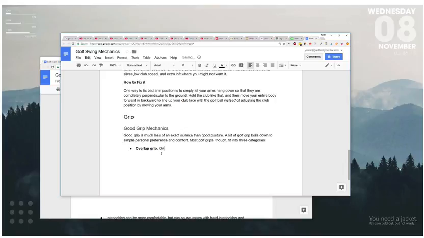Overlap grip. Or actually, let's change the phrasing of that. In an overlap grip, the pinky finger of your trailing hand overlaps just slightly with the index finger of your lead hand.